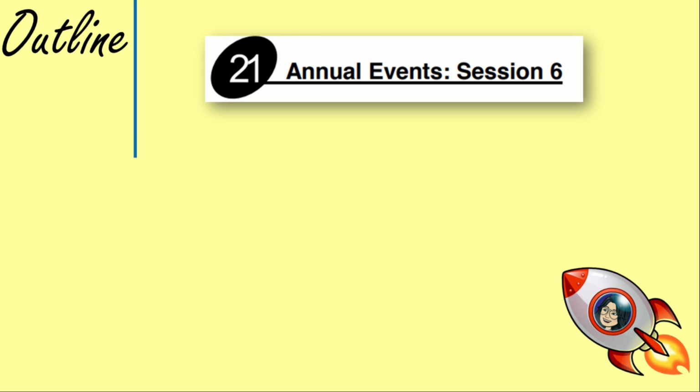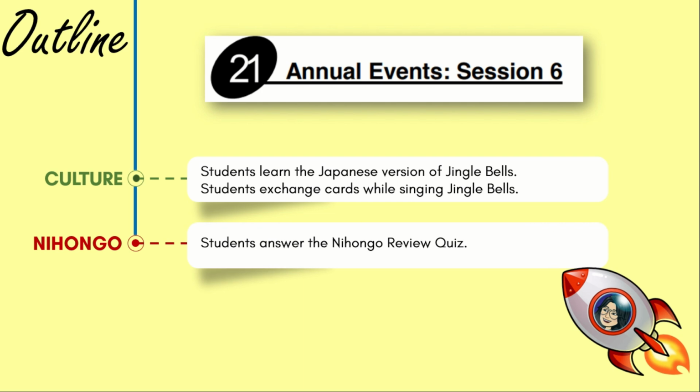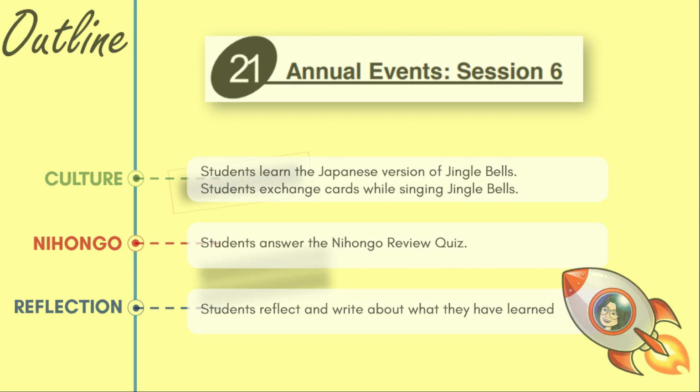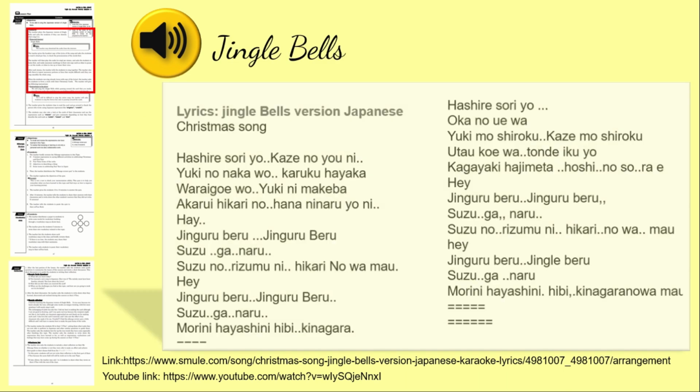For the outline of session roku, culture: students are going to learn the Japanese version of Jingle Bells, and they're going to exchange cards while singing Jingle Bells. For the Nihongo part, students are going to answer the Nihongo review quiz, followed by the reflection. The beginning part is about playing the song Jingle Bells in Japanese with the following lyrics.